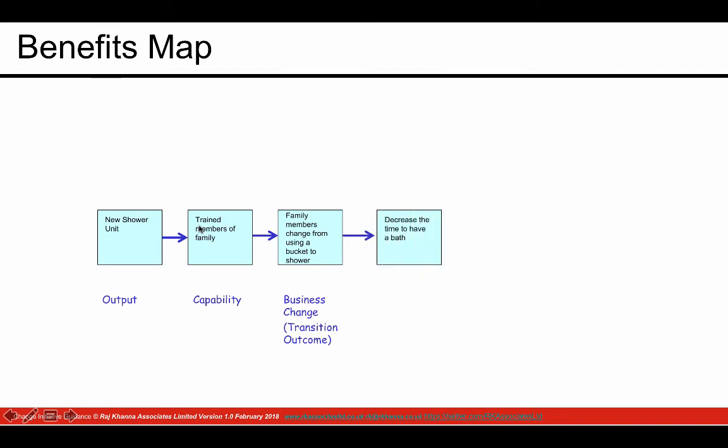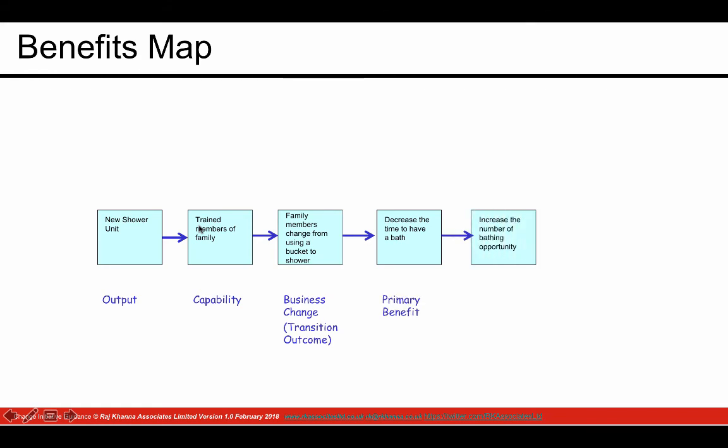We then need to change or transition from the old way of working to the new way of working. So instead of using a bucket to have a bath, we're now actually going to use a shower. And that is referred to as our business change, the outcome. It's a verb, and what we'll be saying is the members of the family are now using the shower. As a result of that, we see a measurable improvement, which is our benefit. So we decrease the amount of time it takes us to have a bath or a wash.